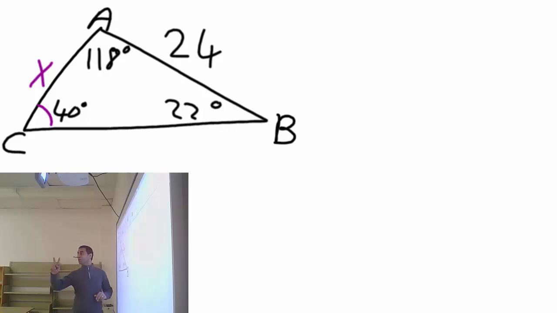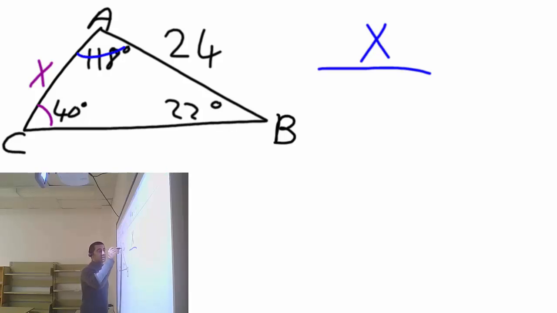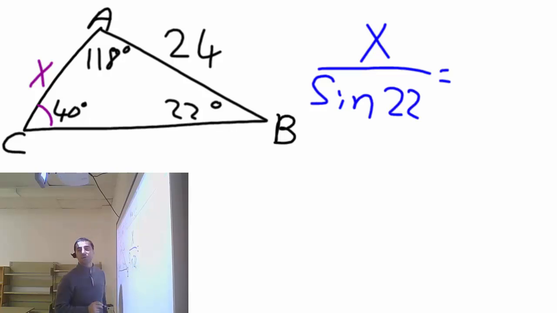I need 2 more minutes of your time, then I am done. So I'm going to start with the one I don't know, which is x, divided by the sinus of the angle that corresponds to the side x. 118 does touch the x. 40 does touch the x. But 22 doesn't touch the x, and 22 is across from the x. So therefore, I'm going to write down sinus 22 equals.